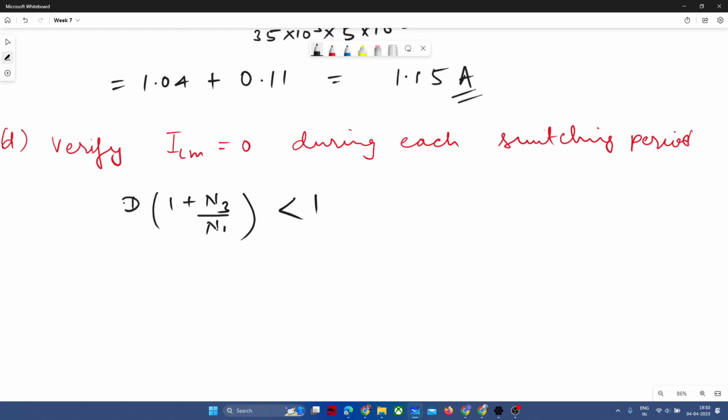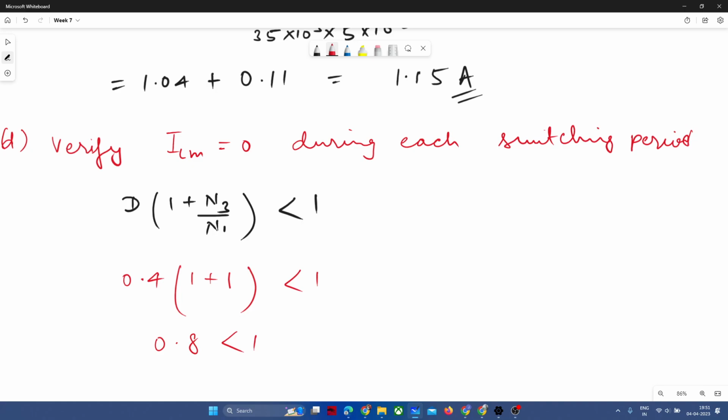Okay, so we will plug in all those values. D is 0.4 into 1 plus N3 by N1. N3 by N1 was 1 anyway, so it should be less than 1. And of course, 0.4 into 2 is 0.8, and that is less than 1. So it means the core is getting reset during each switching period. So it is satisfying that condition.